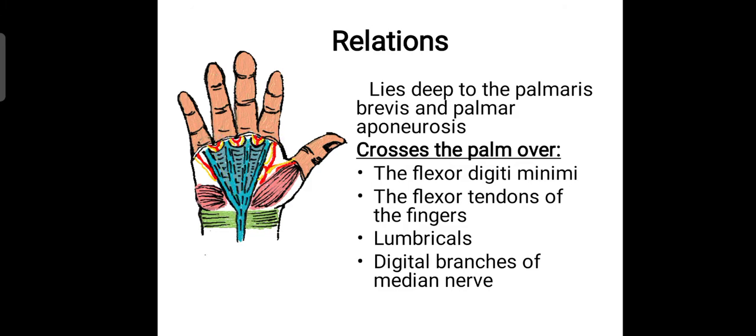So when it arches or when it turns laterally, it crosses the palm over the flexor digiti minimi, the flexor tendons of the fingers, lumbricals, and the digital branches of the median nerve. So these all structures will be lying below the superficial palmar arch and these lie above the superficial palmar arch. So these are the important relations that you should remember regarding the superficial palmar arch.